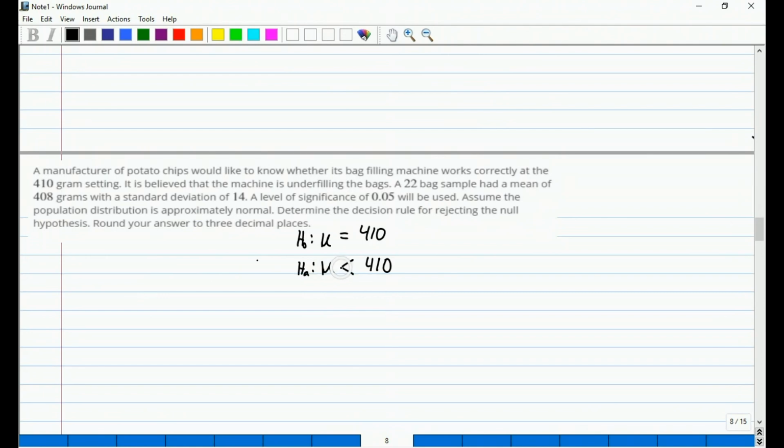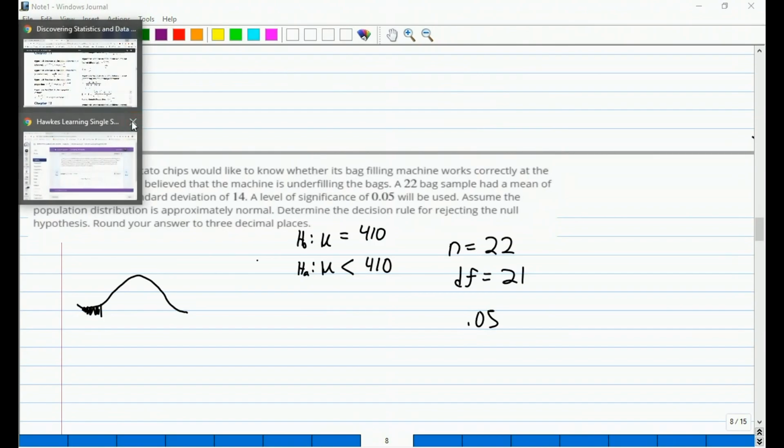This means it's left-tailed. So when I look up this answer, it might give me a positive answer in the t-chart, because if you look in the critical t-chart, there are no negative answers there. It might give me a positive answer, but I have to make it negative because it's left-tailed, because of the less than. So we don't need anything else. We don't need a standard deviation. We just need n equal to 22, so the degrees of freedom is equal to 21. And then we need the level of significance. It's 0.05. All right, so now we're going to go to the critical t chart.